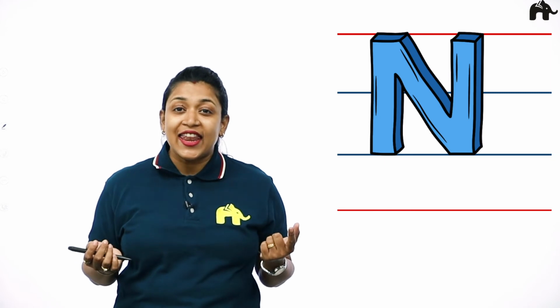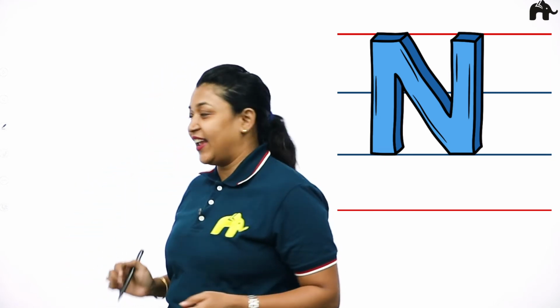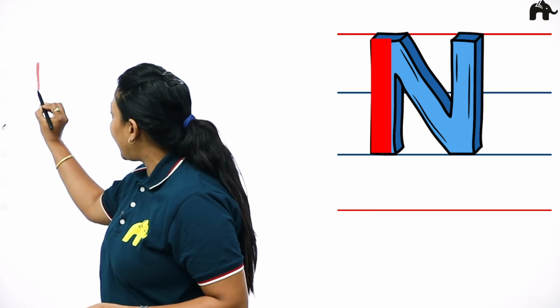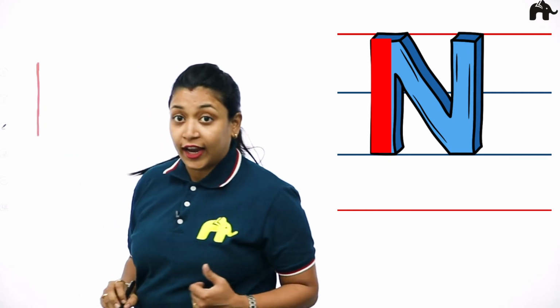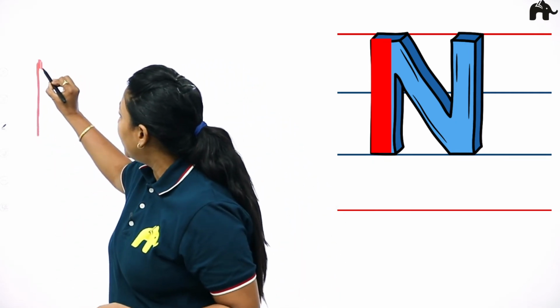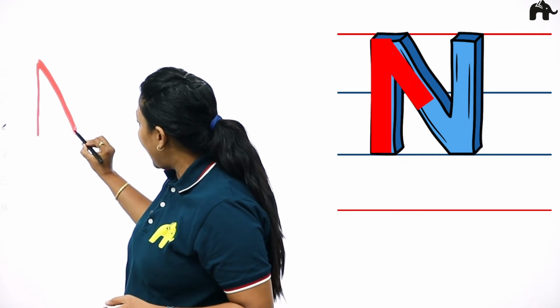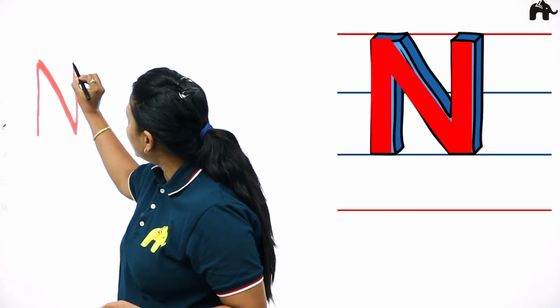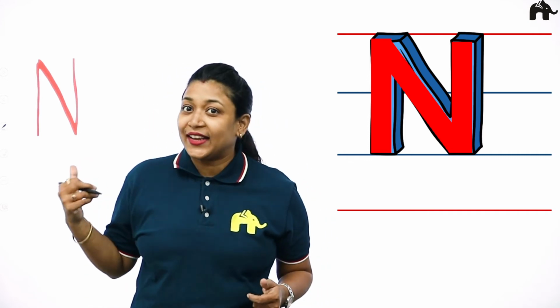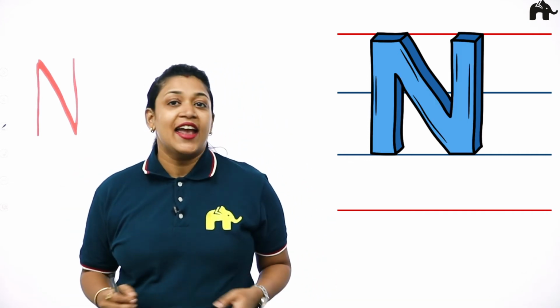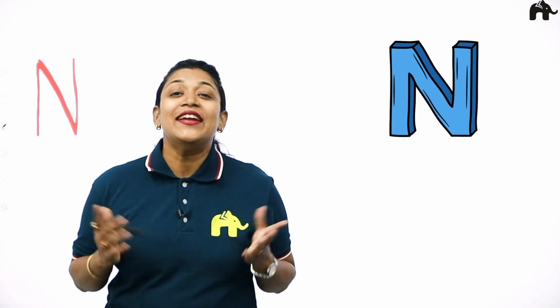Now come to our next letter, children. To M ke baad kya aata hai? N. Very good. To chalo likhte hain. Draw a standing line slowly, slowly. Okay? And then from this point, draw a slanting line. And then draw upward one more standing line. So, kya banaye? Letter N. And the sound is N. Kya hai? N. Very good. N for nest.